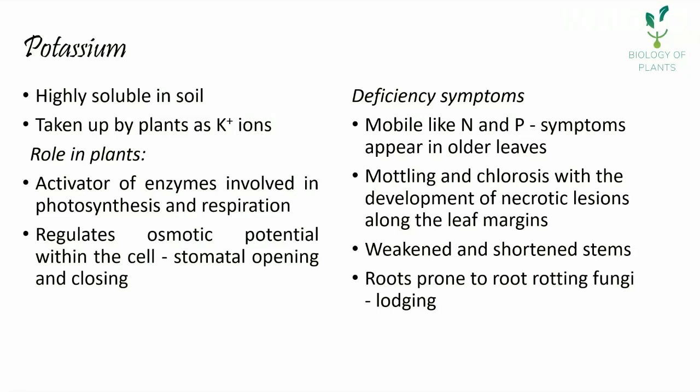Potassium, being a mobile element as well, results in symptoms first seen in older leaves. Chlorosis and mottling occurs in the leaves, and along the margins necrotic spots develop. The stems are shortened and weakened, and the roots become vulnerable to root-rotting fungi, leading to lodging. If you're unfamiliar with lodging, when the plants are not anchored to the soil because of a rotten root system, the stems bend at ground level, resulting in lodging.